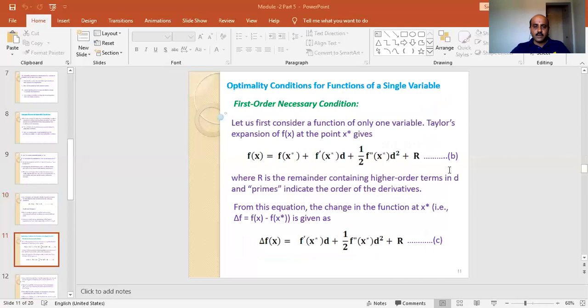Let's move further. Now the actual concept will start. The optimality conditions for functions of a single variable. I am talking about a single variable, so we are doing it for an unconstrained problem. Please remember here, unconstrained problem for a function of a single variable. Since it involves only one variable, we generally term it the first order necessary condition, which is there in the green color, you can see the first order necessary condition.